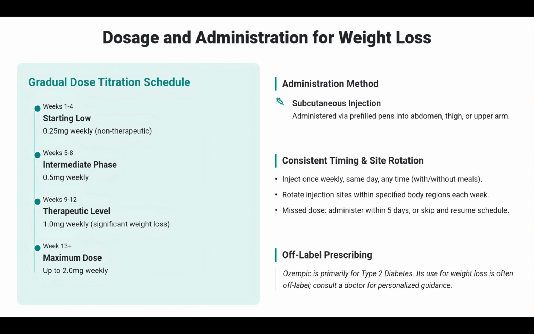Off-label prescribing note: it bears repeating, Ozempic is primarily indicated for type 2 diabetes. Its use for weight loss, while increasingly common, remains off-label in most markets including India. Always provide personalized guidance and document the clinical rationale.